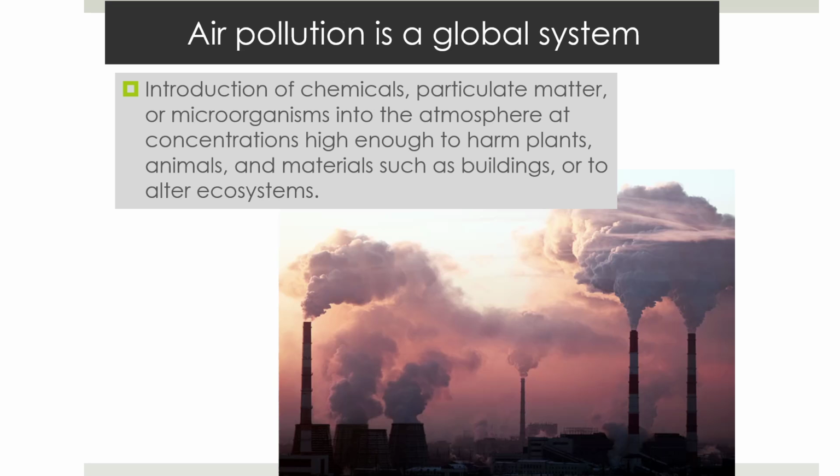So essentially when we're talking about air pollution, we are talking about a global system of air pollution, because air pollution doesn't just affect local small systems. Typically when air pollution enters the atmosphere, it's going to eventually get into a global system. And the basic definition of air pollution is the introduction of chemicals, particulate matter, or microorganisms into the atmosphere at concentrations high enough to harm plants, animals, and materials such as buildings, or to alter ecosystems.